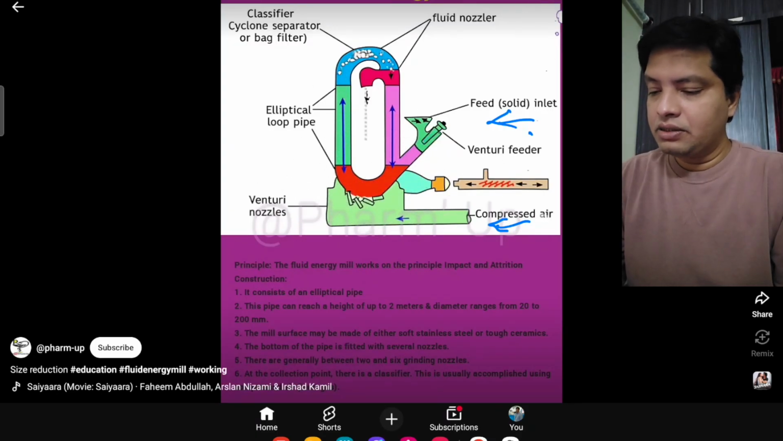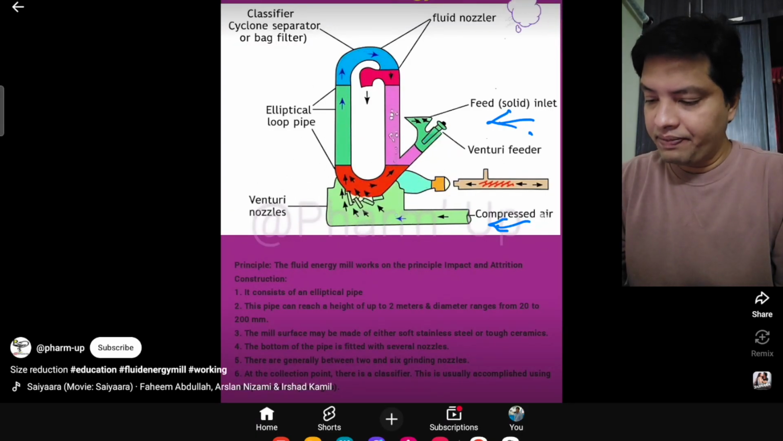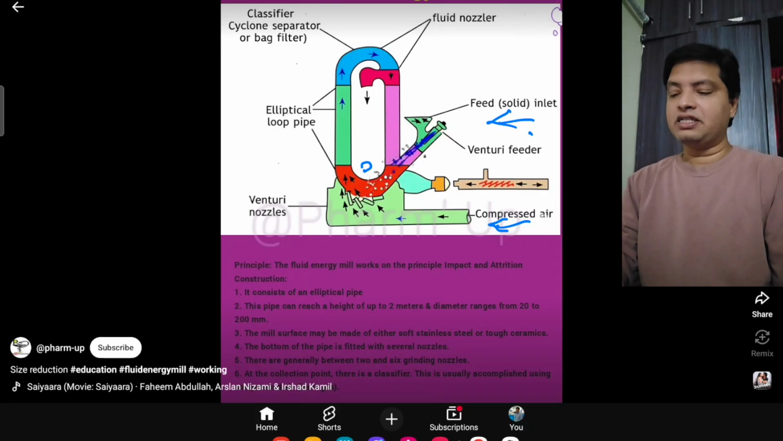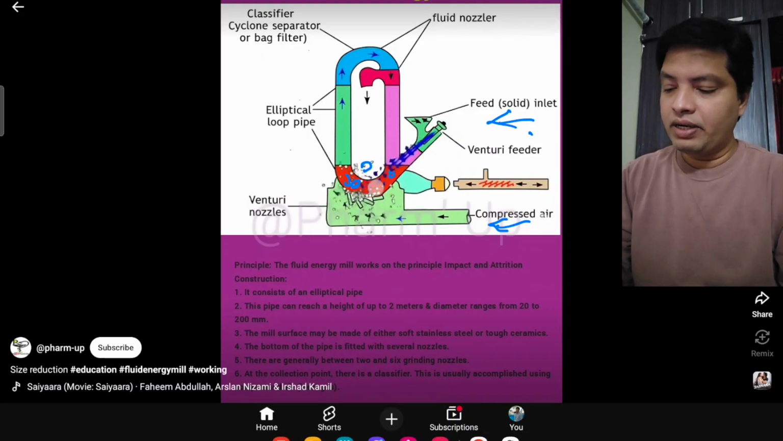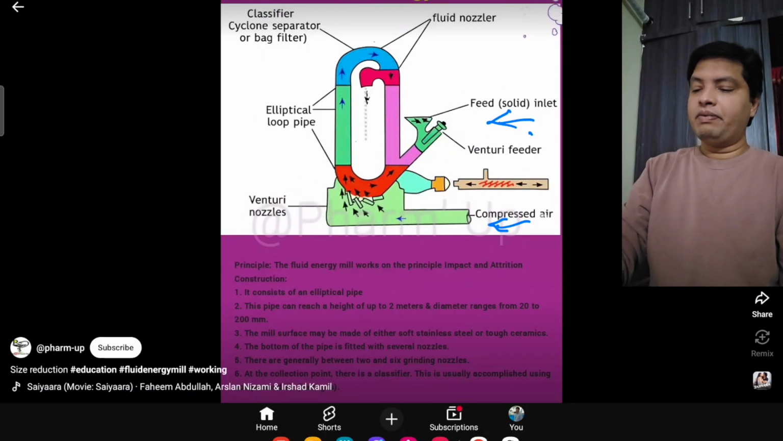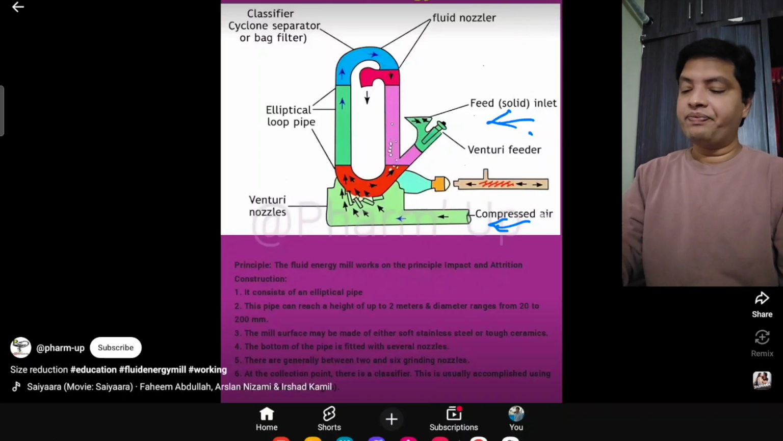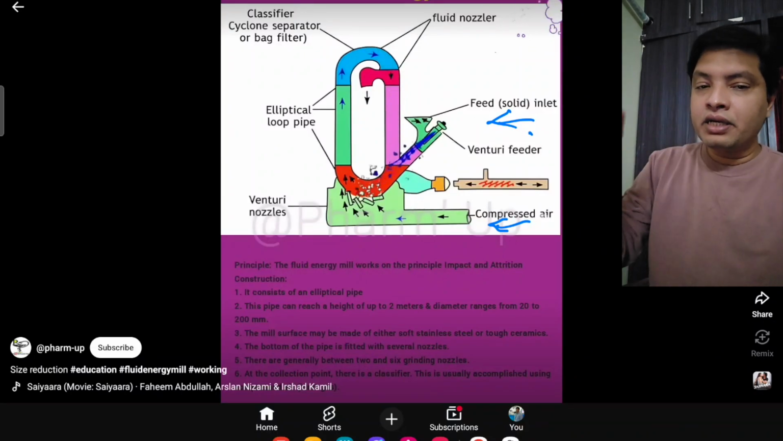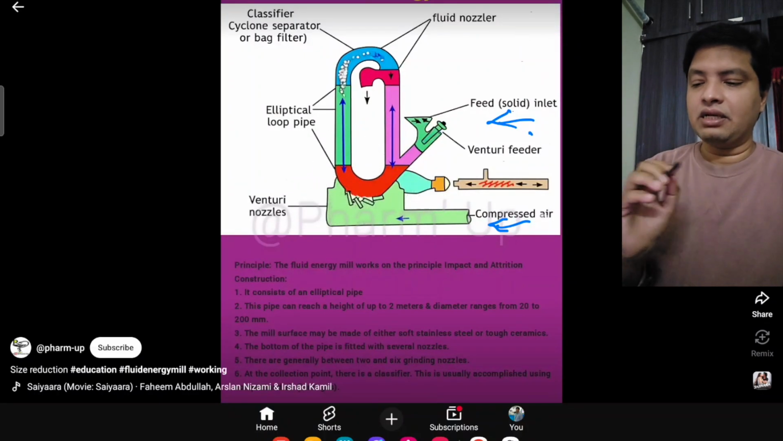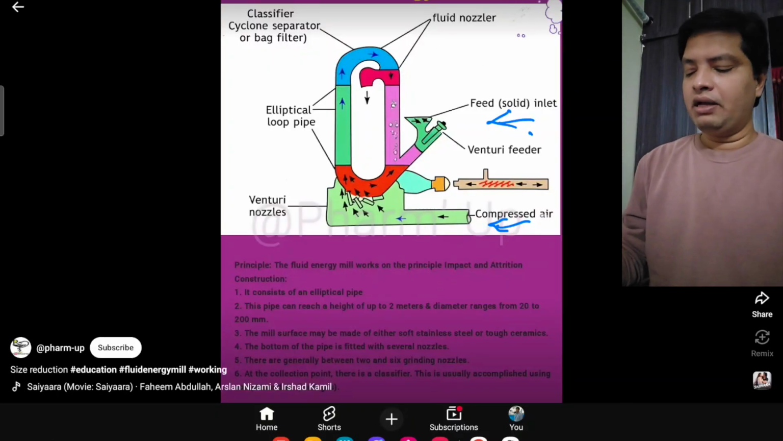See here, the particles will come like this and the air will flow. This zone we call the vortex zone. Here the vortex is formed, and the particle will rotate for some time in this zone, where the particle will be entrapped. This is how the working of the fluid energy mill goes. Here we blow the air, and the air makes the particles rotate and collide with each other. That's all. That is the simple logic behind the fluid energy mill.